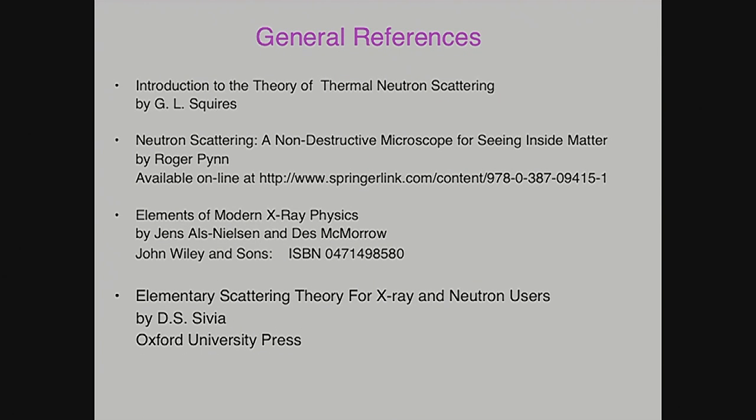These are some references. This one is probably the best book that's been written on scattering. It's very pedagogical. I don't think I've ever found an error in it. This guy was my PhD supervisor, by the way. There's a little primer that's available if you care. This is another really beautiful book by Jens Als-Nielsen and Des McMorrow on X-ray scattering. And then there's a somewhat simplified version of scattering theory, which is written by Devinder Sivia, which is also worth reading.